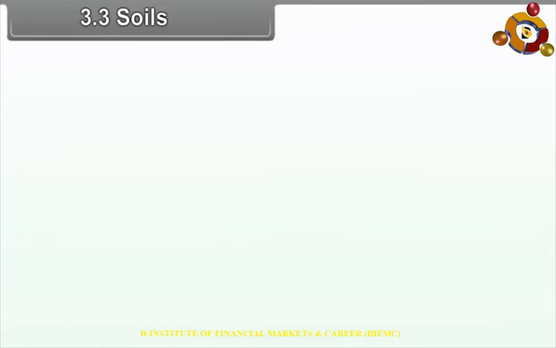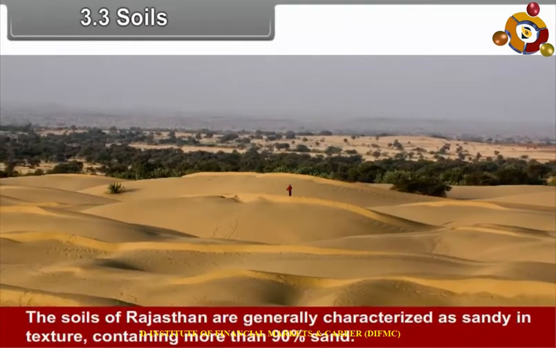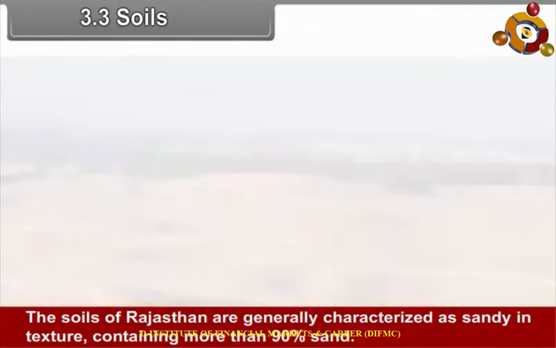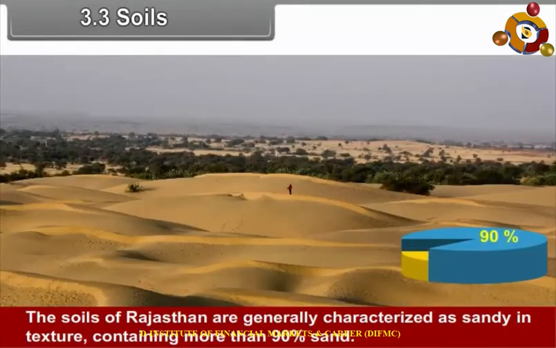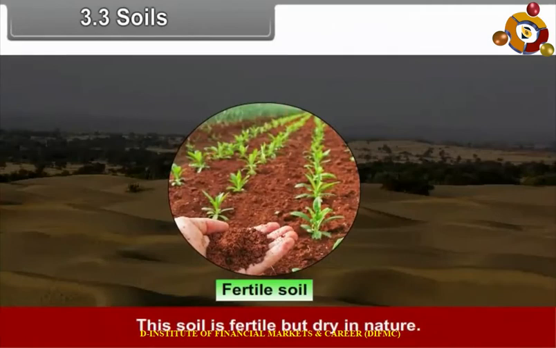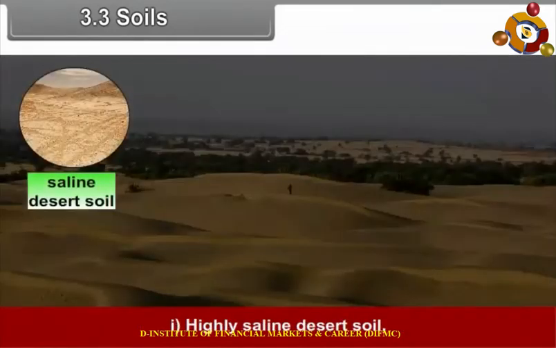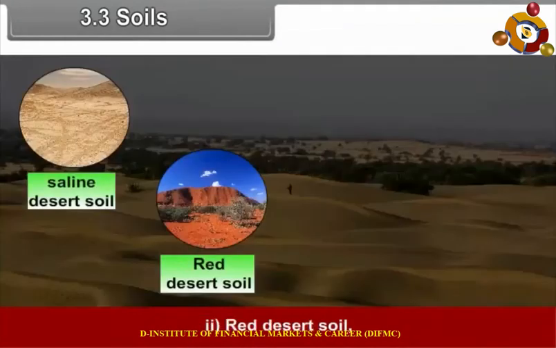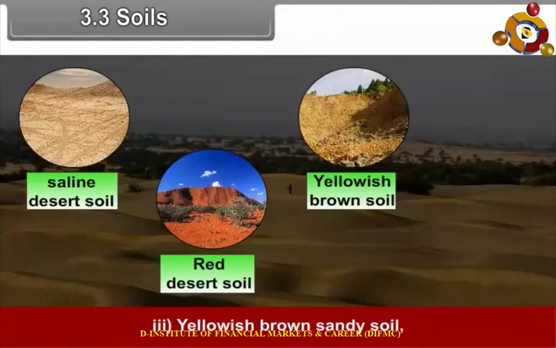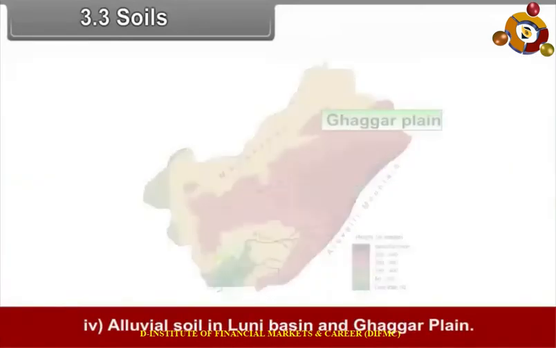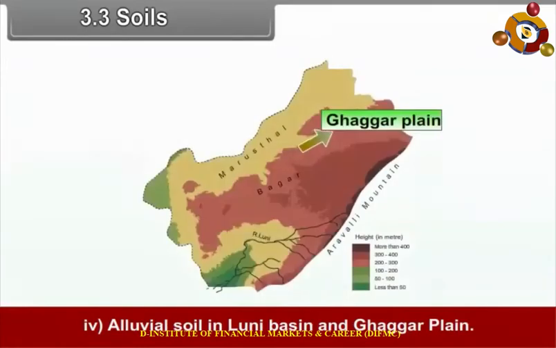3.3 Soils. The soils of Rajasthan plain are generally characterized as sandy in texture, containing more than 90% sand. This soil is fertile but dry in nature. The region has 4 types of soils. 1. Highly saline desert soil. 2. Red desert soil. 3. Yellowish brown sandy soil. 4. Alluvial soil in Luni Basin and Ghaggar Plain.